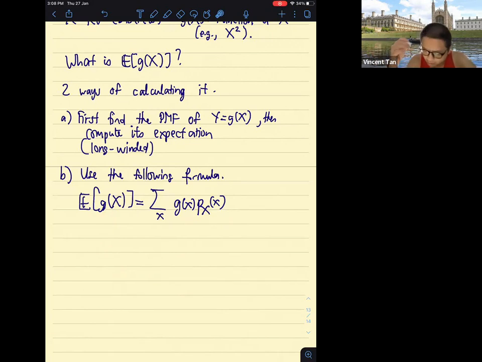I want you to appreciate that there's something to show here. There's some subtlety, because if we want to compute this, the right thing to do is to regard this as y, and then compute the expectation value of y, and not to take a shortcut and just use the probability mass function for x and plug it into this formula. This seems to be a very big shortcut. But this is correct, and a shortcut. So that's a good thing.